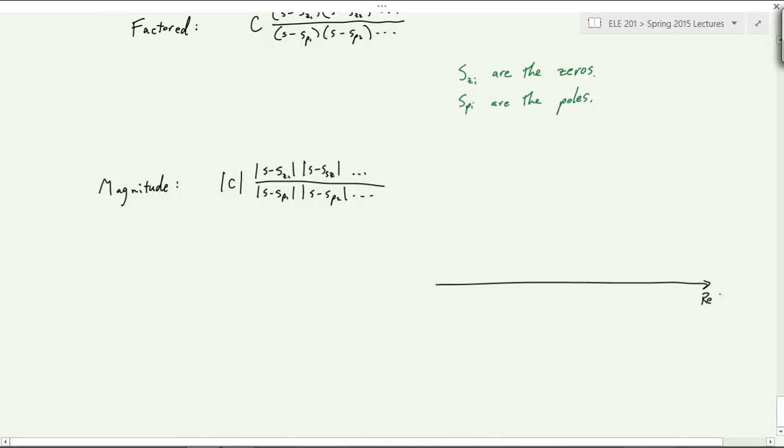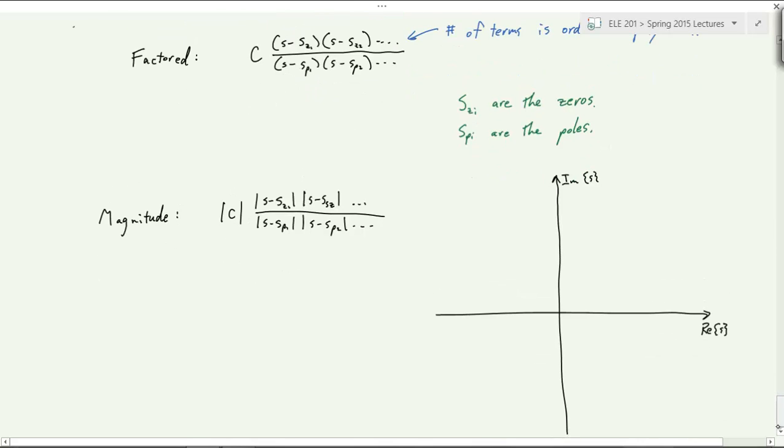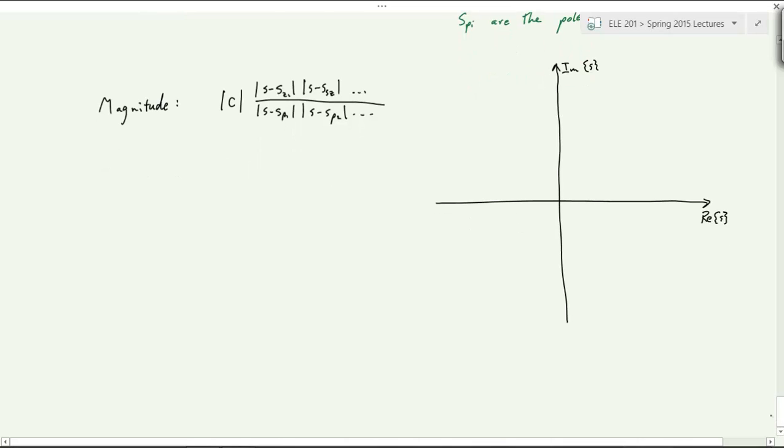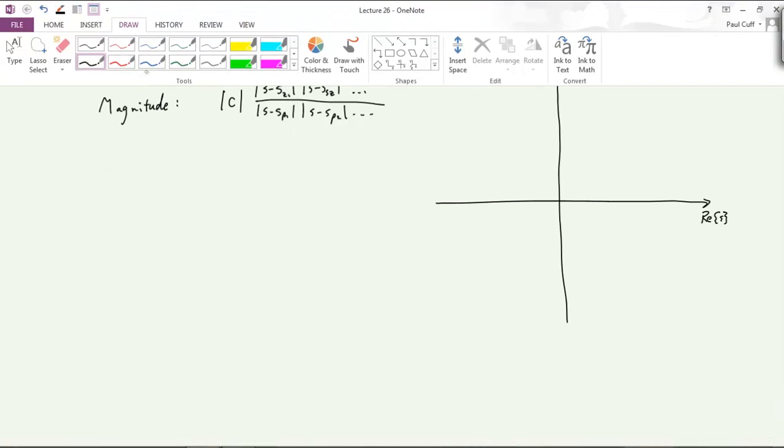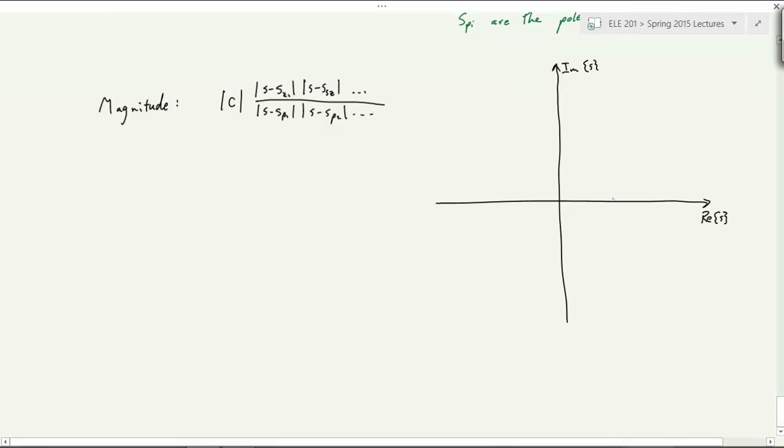Here's the real part of S. Here's the imaginary part of S. And now we're saying, gosh, if this complex valued function over the S plane is actually a rational function, and if we factor it into poles and zeros, it's common to mark the poles and zeros using X's and O's. Okay, so let's say we have a pole there, some real valued S. Let's say we have a pole here and a pole here. And let's say we have a 0 here and a 0 here.